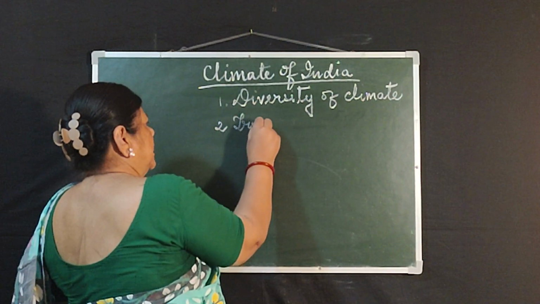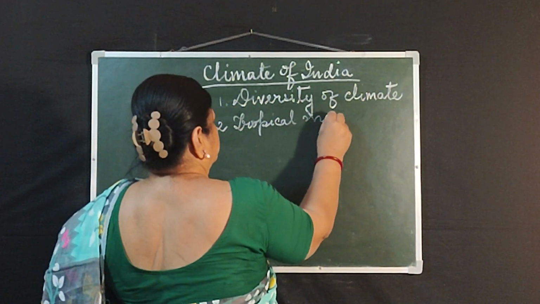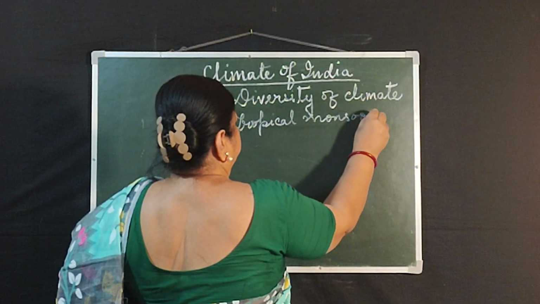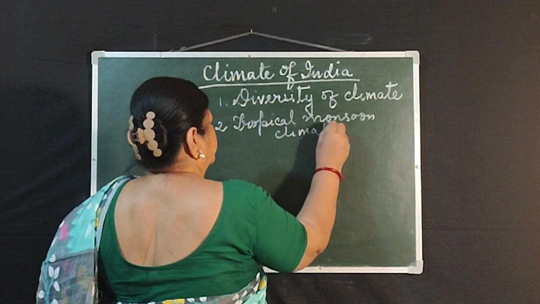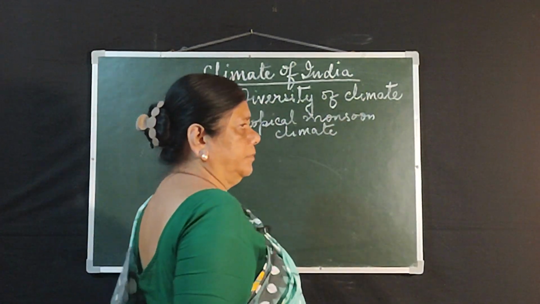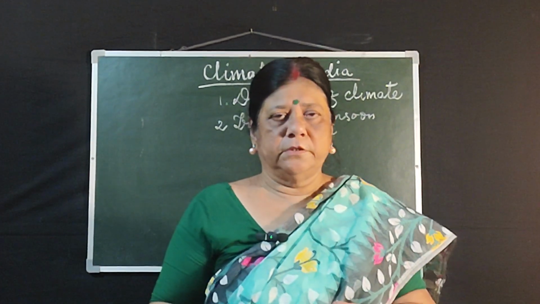tropical monsoon climate, due to the mechanism of the monsoon. Before I told you that these monsoon winds are the seasonal winds or periodic winds. They change their direction according to the seasons. In summer, they blow from sea to land. In winter, they blow from land to sea.